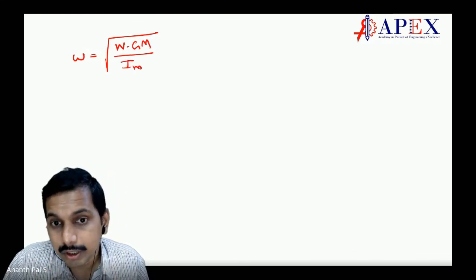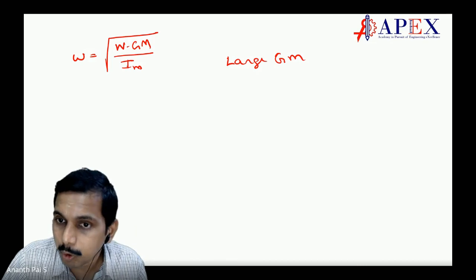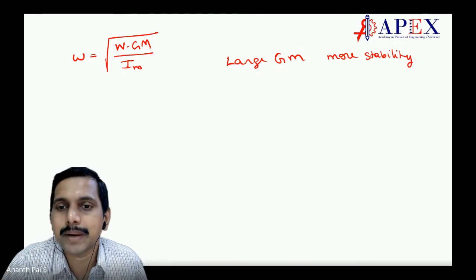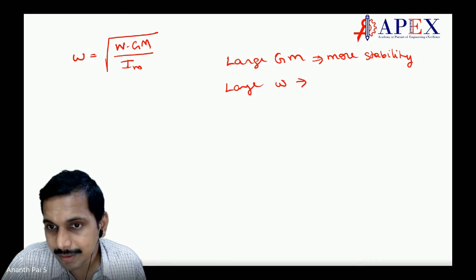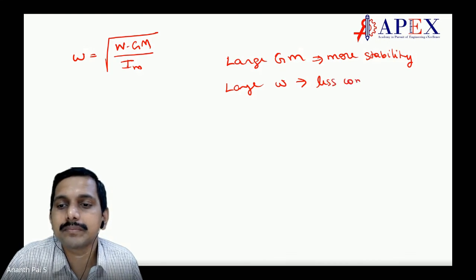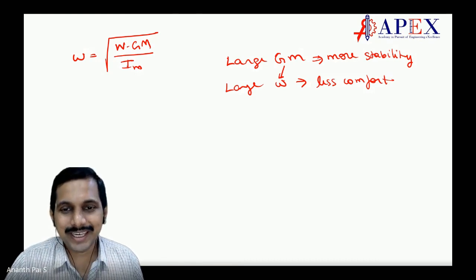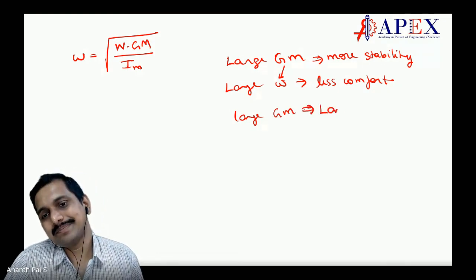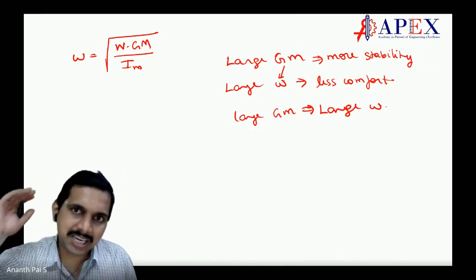Large GM means more stability; that will not topple. Large omega means unease, or you can say less comfort. And large GM means large omega. So if omega is more, GM has to be more.